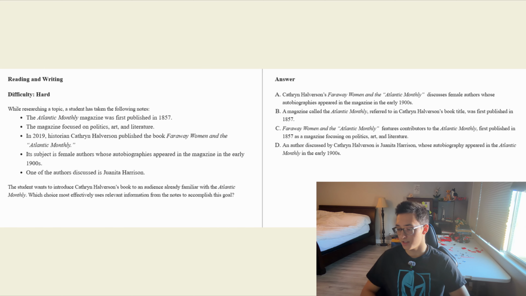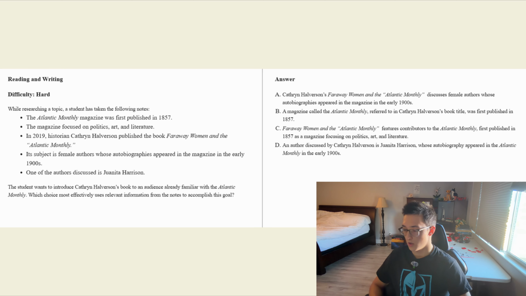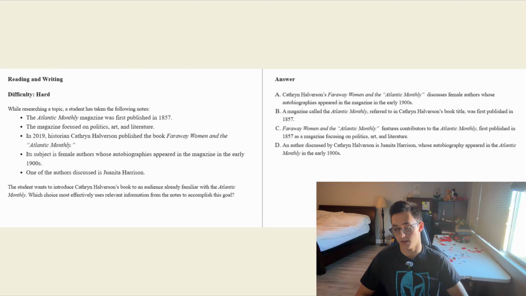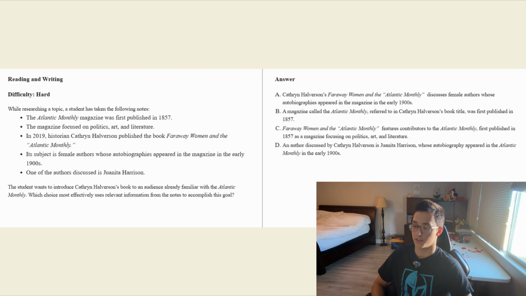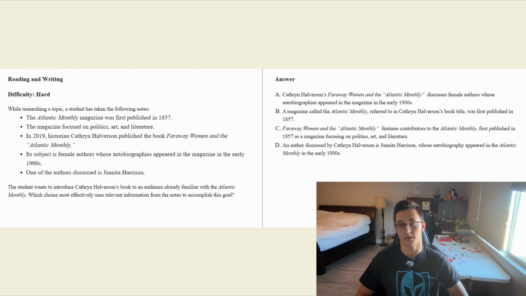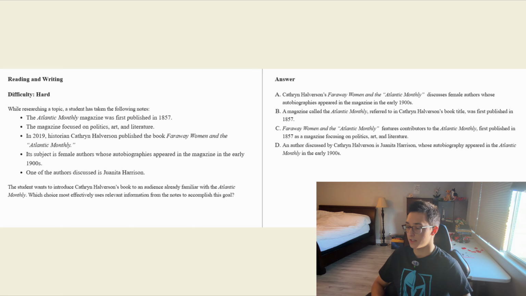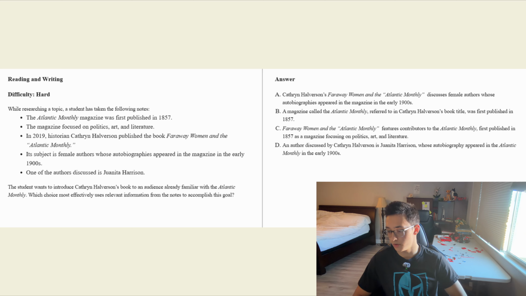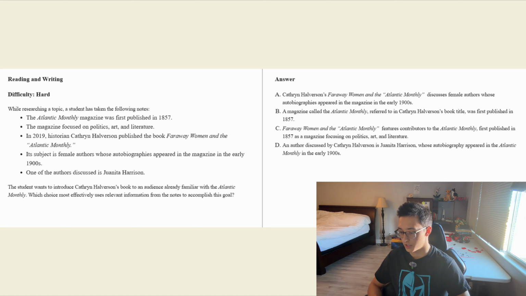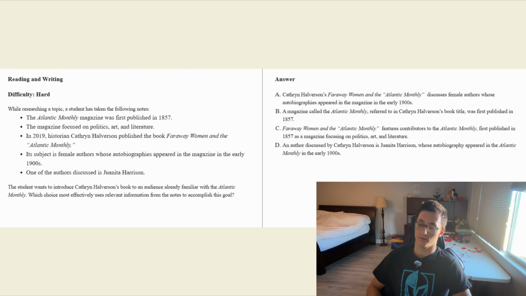B says, a magazine called the Atlantic Monthly, referred to in Catherine's book title, was first published in 1857. So that's giving too much context to the magazine, which is not what we want since the audience is already familiar. C says, Faraway Woman and the Atlantic Monthly features contributors to the Atlantic Monthly, first published in 1857 as a magazine focusing on politics, art, and literature. So that's giving context to the magazine, which is not what we want. We can cross out C.